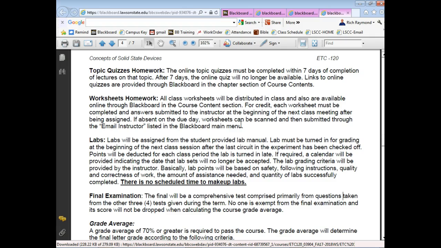Everybody understand how that works? So what we're trying to do is get you to attempt them anyway, right? You understand?